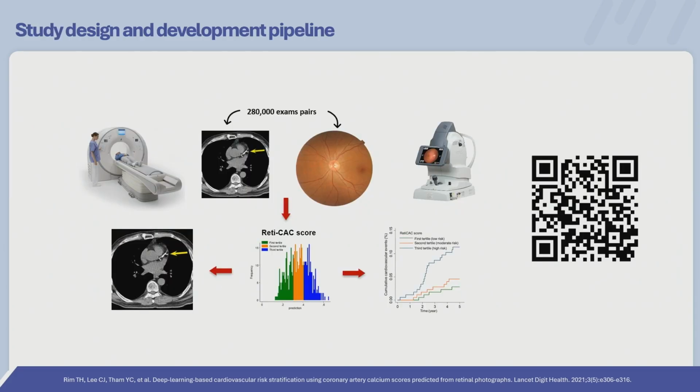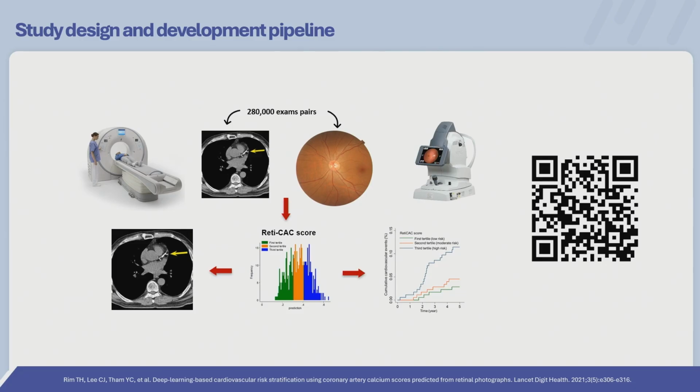So this is how the flow was. There were a lot of images involved in the training data set. Anyone who wants to look at the paper can scan this QR code and see the foundational paper. These are people who have had the CT scan and the fundus photo done at the same time. Then they pass through a deep learning algorithm. The algorithm learns the patterns between the retinal image and the CT scan. And then what you get is a retinal CAC analog.